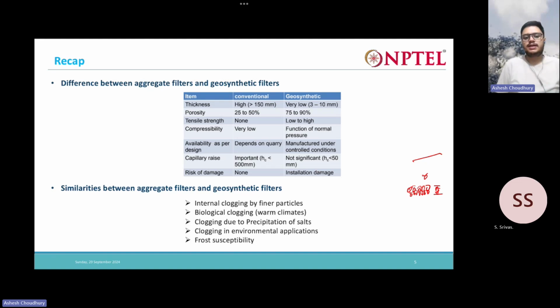Next, availability as per design. It depends on the quarry, meaning the place from where you are taking the aggregates. That is called the quarry. So it depends on the quarry, but geosynthetic is manufactured under controlled conditions, so no problem with that. Capillary rise: you already know what capillary rise is. It is an important factor that you have to count in when designing with aggregate filters. But in the case of geosynthetics, capillary rise is almost negligible.